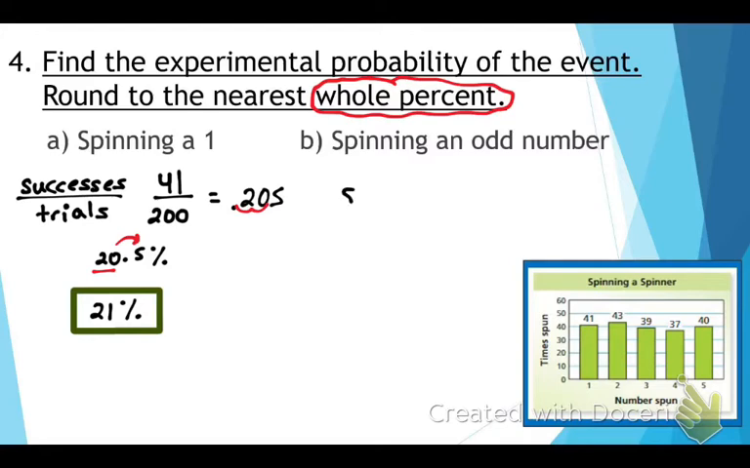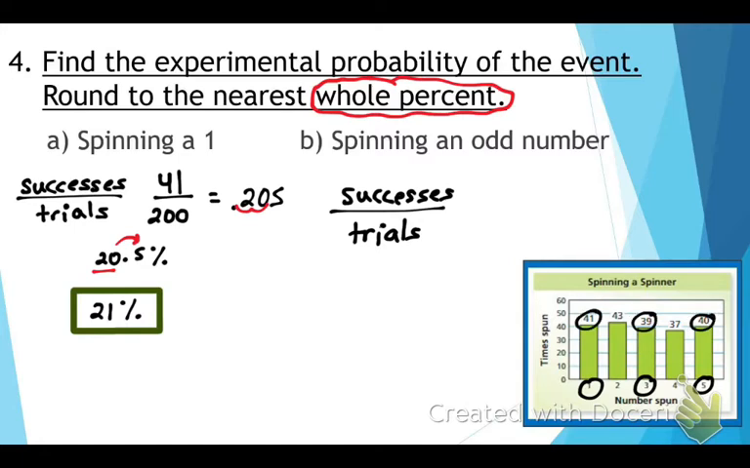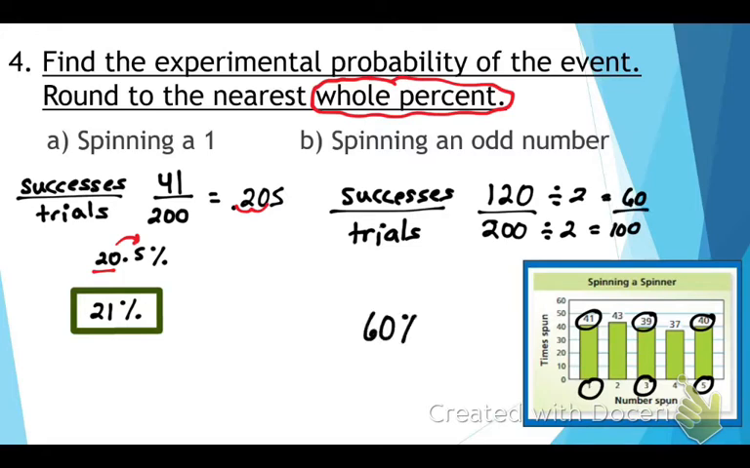All right, so once again, we know successes divided by trials. What were the odd numbers that you can see here? 1, 3, and 5. So notice, we got a 1 41 times, a 3 39 times, and a 5 40 times. How many total successes did they have? 120. Out of how many trials? 200. Mental math tells me I would divide by 2 to get to 100, which means I have to divide by 2 to get to 60. Guys, what would the percentage be? 60%.